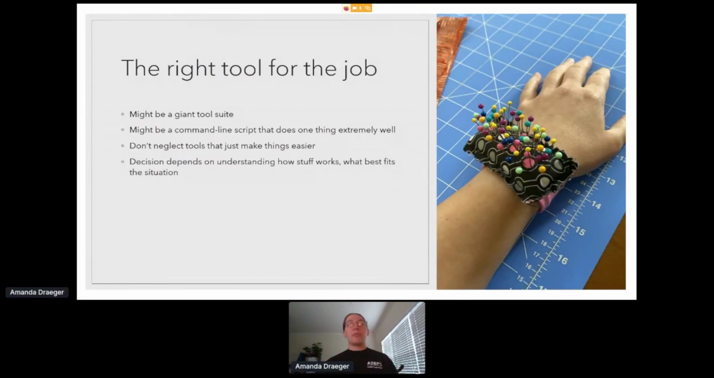And don't neglect tools that only make things easier. For example, you can see a picture of a wrist-mounted pin cushion. While the pin cushion doesn't directly lend itself to sewing or ironing or any of those tasks, just not having to chase down a pin cushion that might have rolled away made sewing at scale so much easier. And as you're deciding what tool's right for the job, you have to understand how stuff works. You don't know if you're using the right tool if you don't know all of the intricacies of that tool and the environment you're trying to put the tool into.